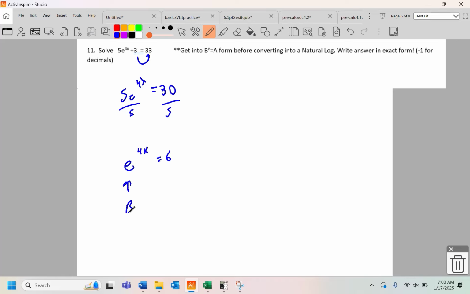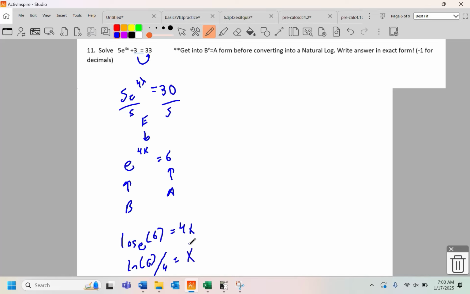We have a base. We have an exponent, which means this guy is the letter a. So a log, base e, argument 6 is 4x. Log base e is ln. And that's my x.